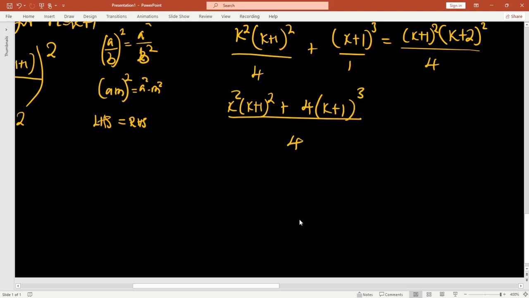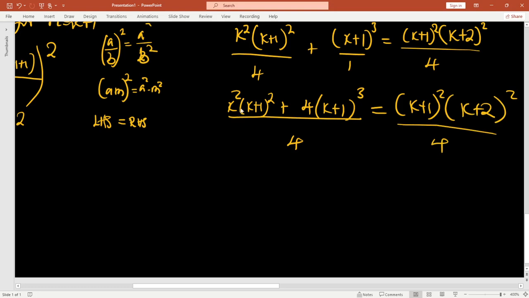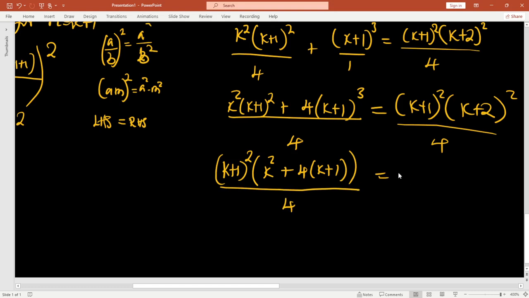Okay, now when you look at these terms that you have here, you notice that (k+1)^2 is common in these two terms on top, meaning that we can just factor it out. So we're going to have (k+1)^2 open brackets, we're left with k^2 plus 4(k+1), and we close everything, divide by 4, equal to this side (k+1)^2 (k+2)^2 divided by 4, like this.